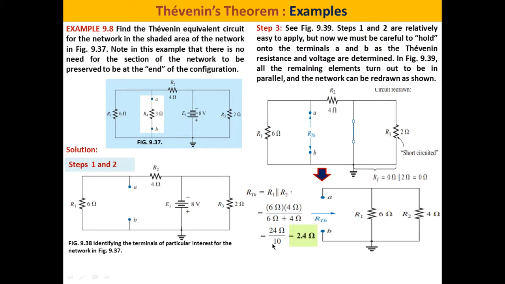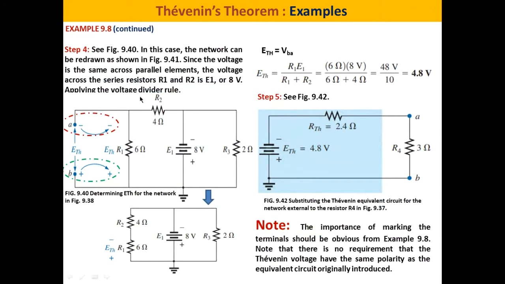By applying the rule of parallel resistance, we find R Thevenin equals 2.54 ohms. So step 3 done. Next step is to determine V Thevenin.